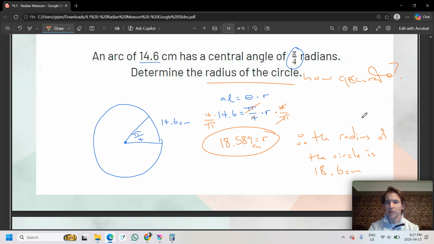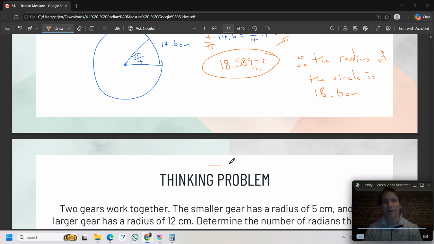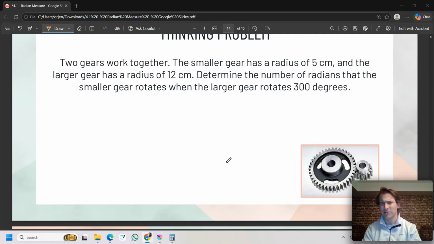How accurate do you want me to be? I'll try and remember to tell you, but I also don't really care. I mean, this is like, do you know how to convert? That's really what I want to see. And can you solve these types of problems?